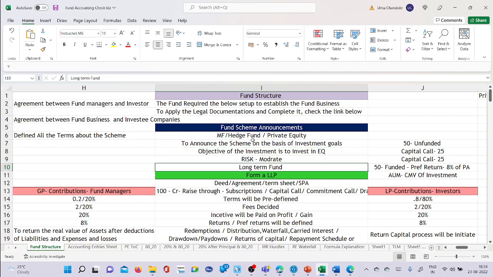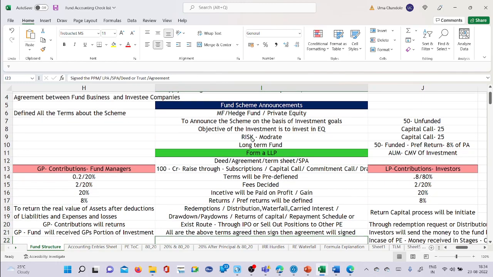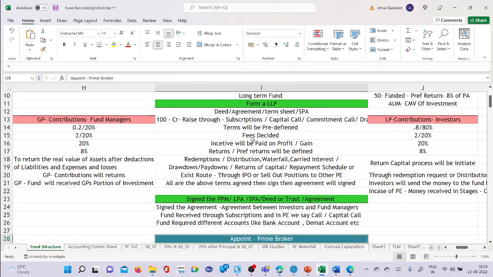I don't think there's any PPM agreement signed as part of this particular process, including redemption, drawdowns, paydowns, all terms. We discussed carried interest, waterfall, distribution, preferred return. You can define this, and then after that you can sign the PPM. Then I just need the report.